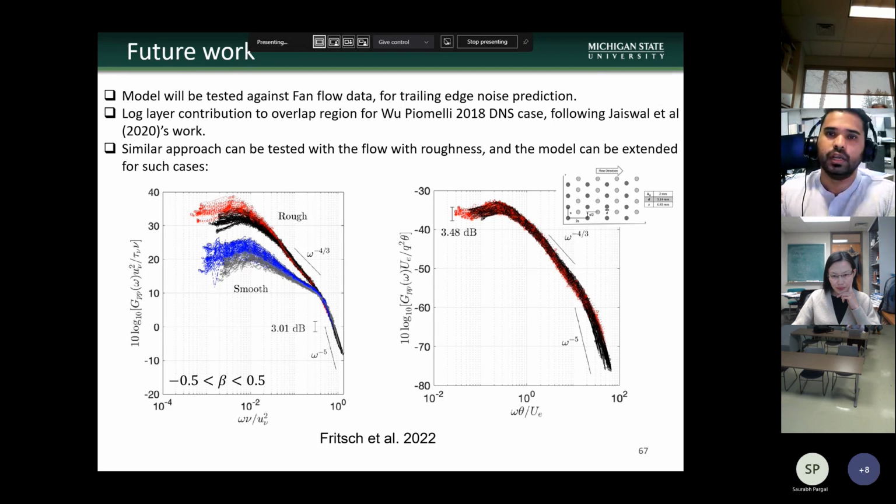To further support the model, we can calculate the log layer contribution to the overlap range based on Wu's dataset, following Jaiswal's work. And finally, as recently shown by Frisch in the rough wall simulations, the pressure gradient effects on the wall pressure spectra on rough walls are very similar to the smooth wall, but he tested for low pressure gradient flow scenarios, and we can also apply and improve the model and extend it for flows with roughness. So that could be one of the final parts.